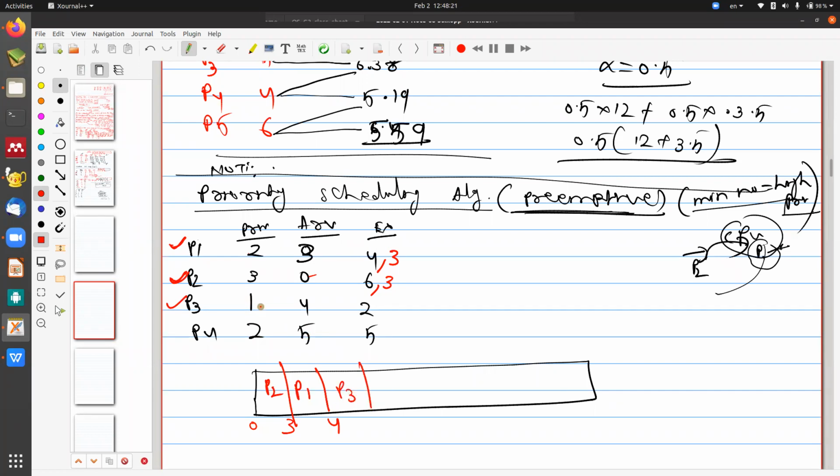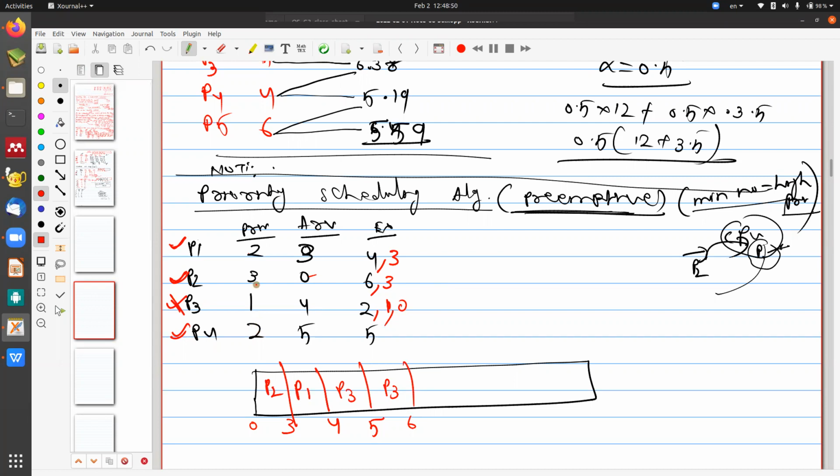Then P3 will be executed for how long? Up to the next process arrival. So 1 unit, and this has arrived. Now all have arrived. Since all have arrived, who has the highest priority? This one has the highest priority. So P3 will execute again for 1 unit. 1 unit means it becomes 0. It is completed.